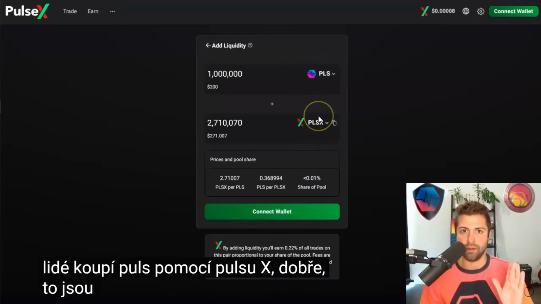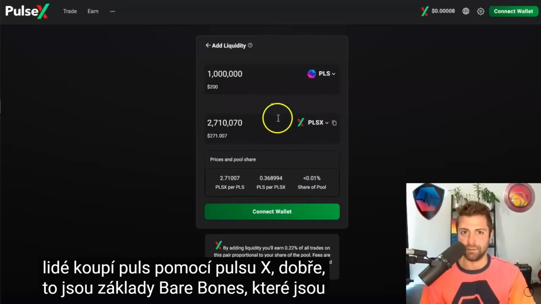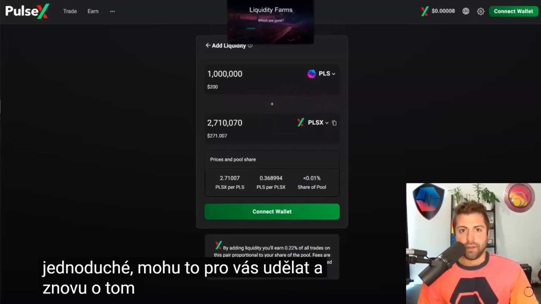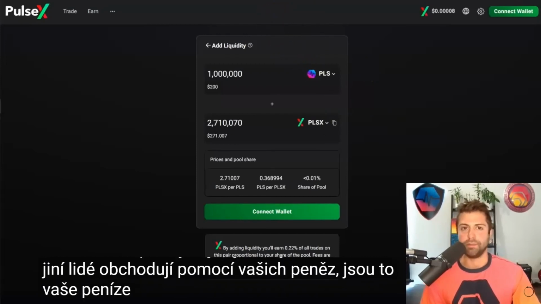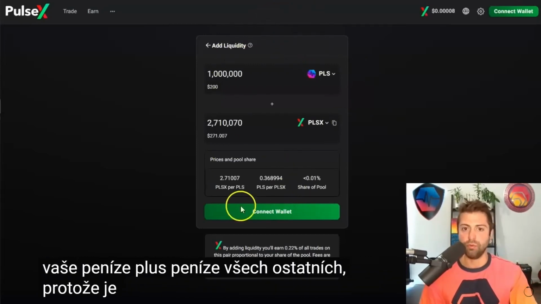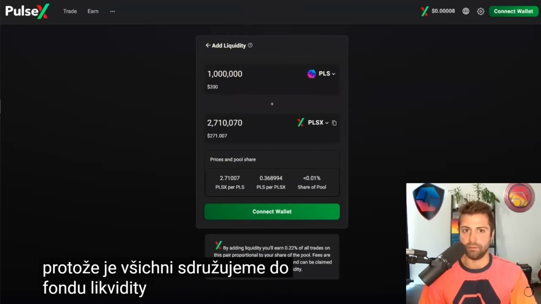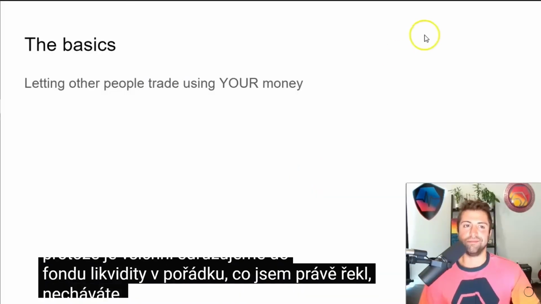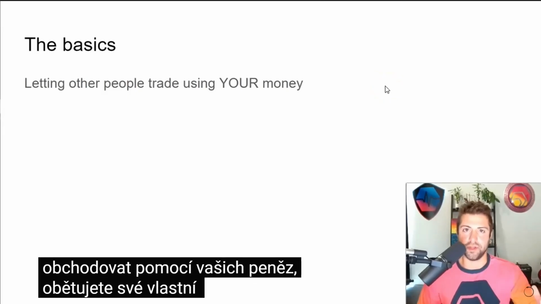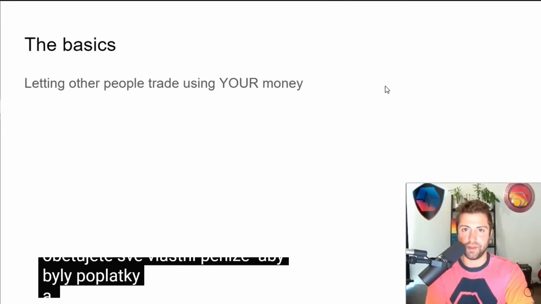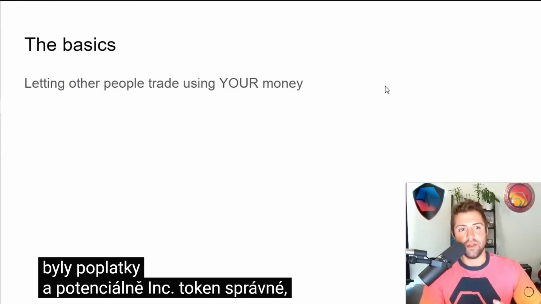Okay, that's the bare bones basics. That's as simple as I can make it for you. And again, think about it like you're letting other people trade using your money. It's your money plus everyone else's money because we're all pooling it together in a liquidity pool. All right, what did I just say? You're letting other people trade using your money. You're sacrificing your own money in order to make fees and potentially INC token, right?